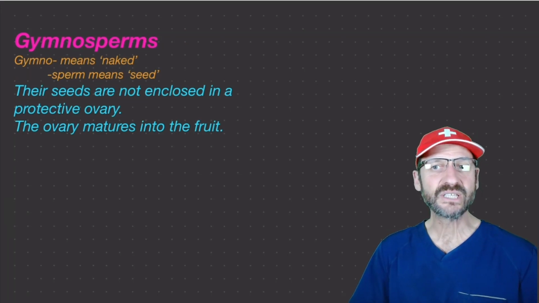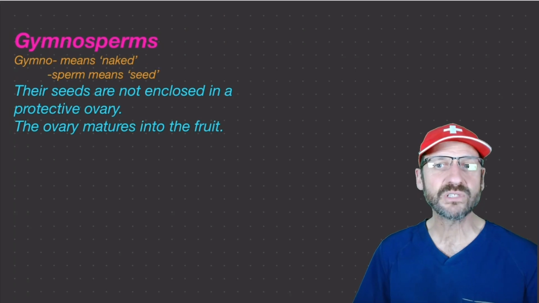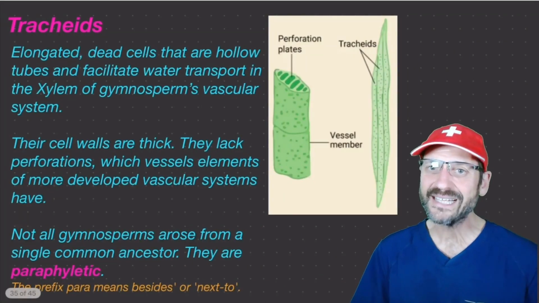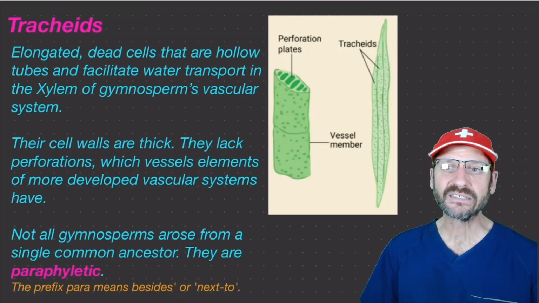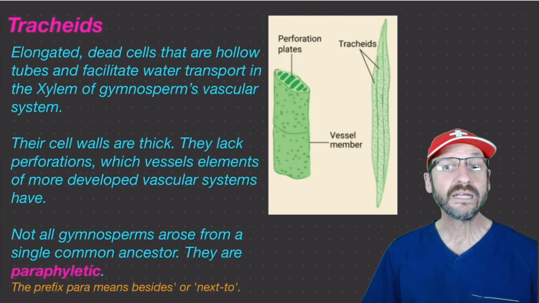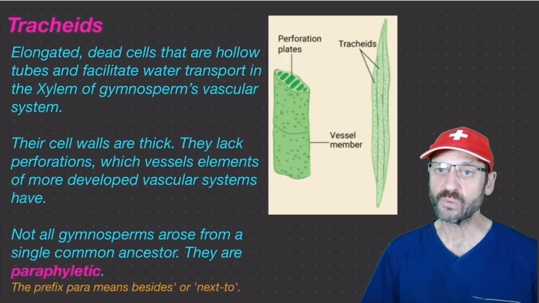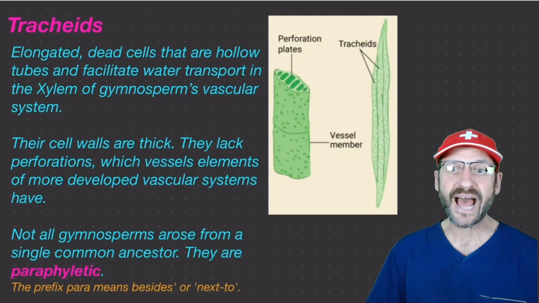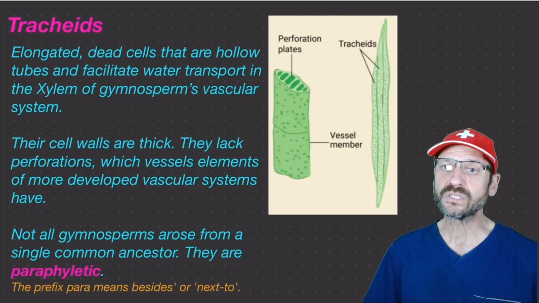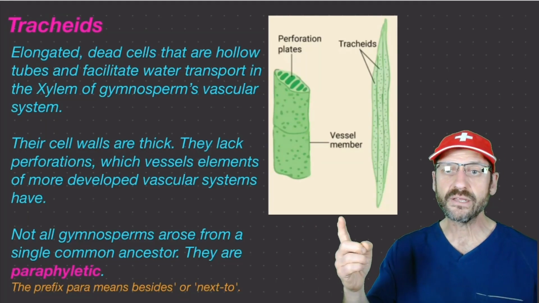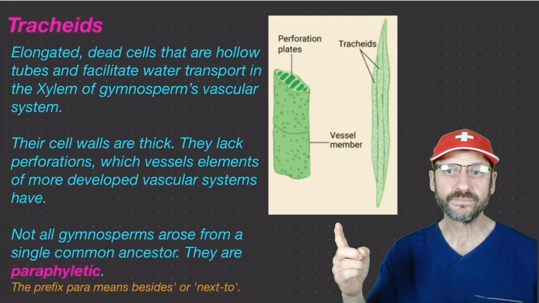The vascular system of gymnosperms contains mostly tracheids in the xylem. Tracheids are elongated dead cells that are hollow tubes and facilitate water transport. They lack perforations compared to the vessel elements of more developed vascular systems. The xylem of gymnosperms mainly contains them instead of vessel elements. See here the drawing, a side-by-side comparison of the two.